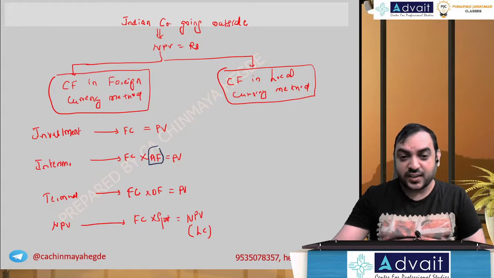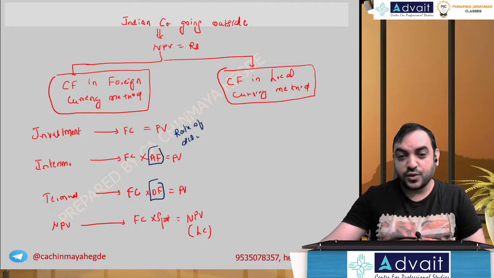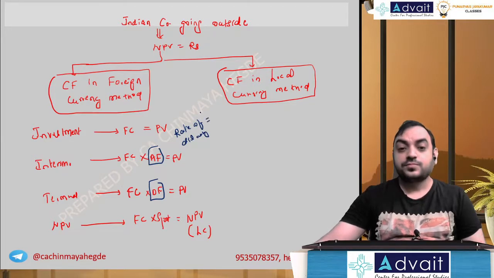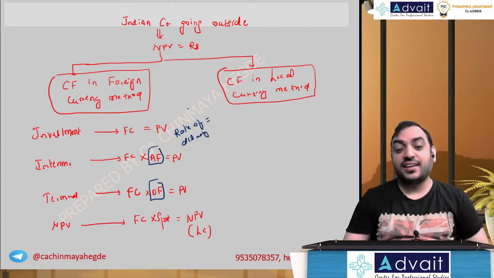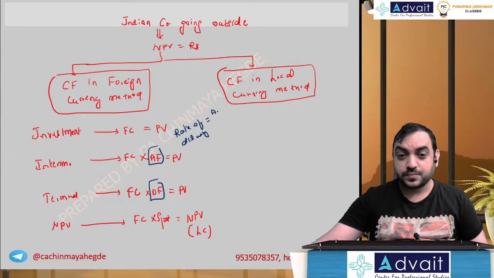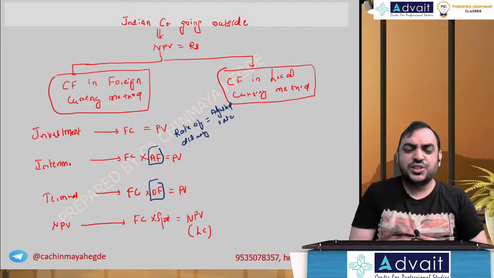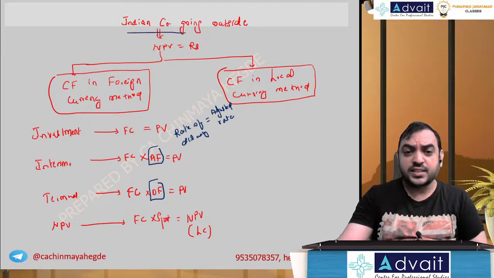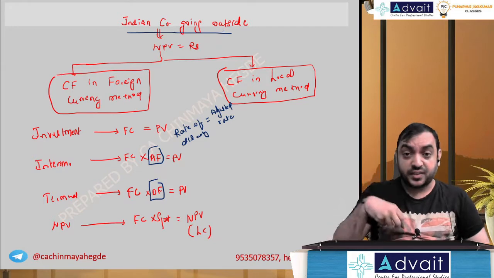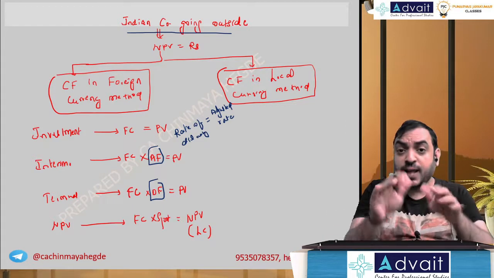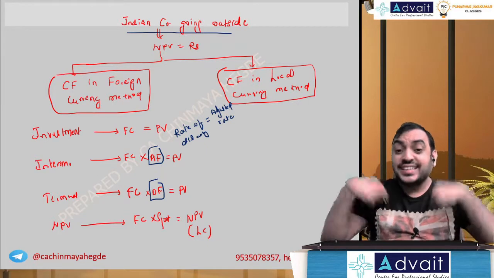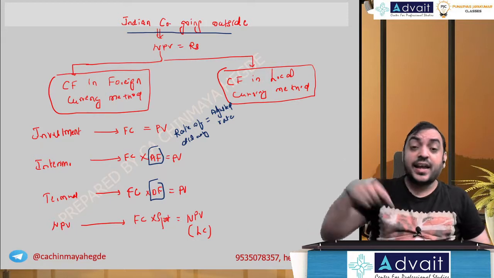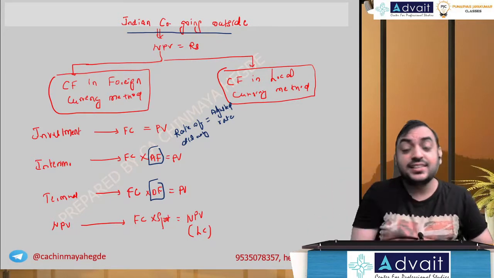For this discounting factor and annuity factor, you need the rate of discounting, right? And that should be the risk adjusted discounting rate. That should be the adjusted rate. What is this adjusted rate? Remember, the starting point is an Indian company going outside India. So for an Indian person going outside India, the final answer has to be from the Indian investor's point of view. His required rate of return when he is in India and his required rate of return when he goes to US will not be the same.